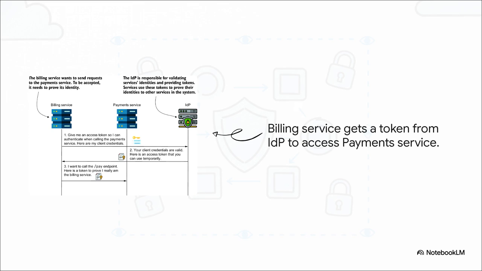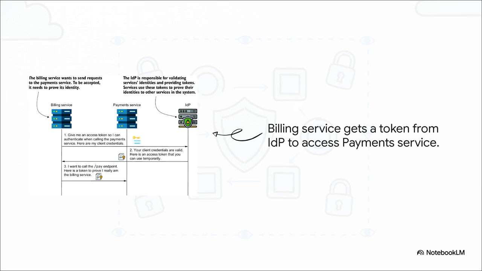Let's say the billing service needs to talk to the payment service. Instead of managing complex key exchanges directly, the billing service goes to an identity provider, or IDP. Think something like Keycloak or Auth0, and says, "Hey, here are my credentials, issue me a token." The IDP validates those credentials and hands back a temporary JSON Web Token, or JWT.